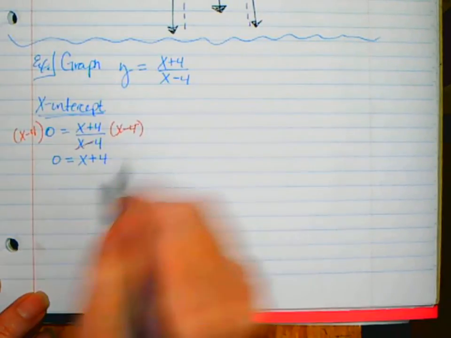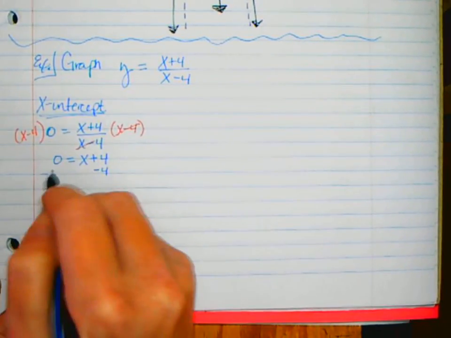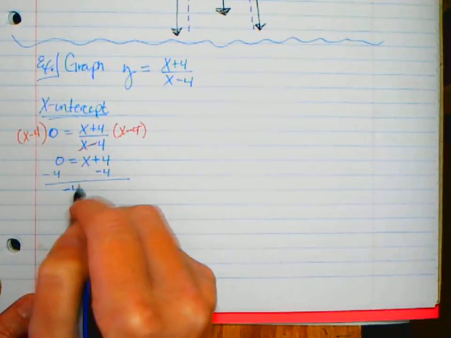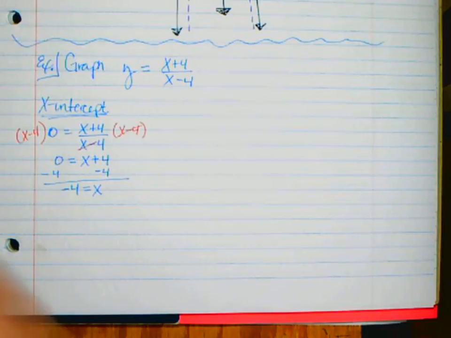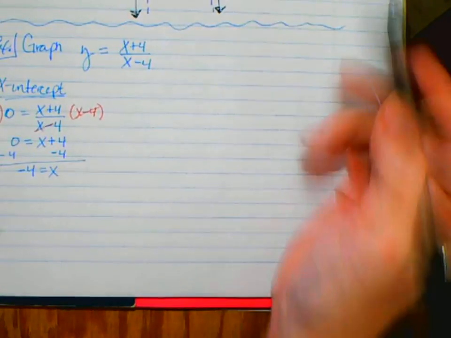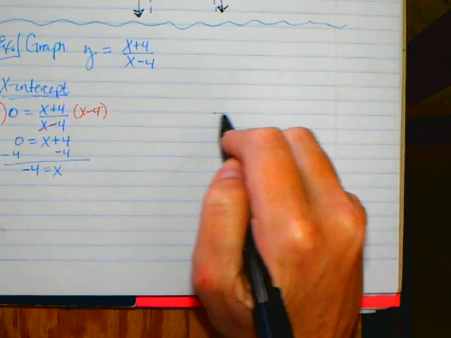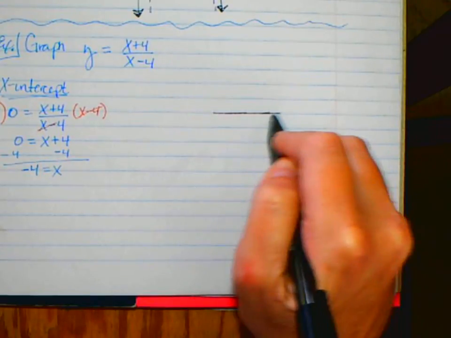And then I can just solve for x, right? Subtract 4 from both sides. And my x-intercept is negative 4. I'm going to go ahead and sketch my little graph in, and I'll just plot these points and intercepts as we go.